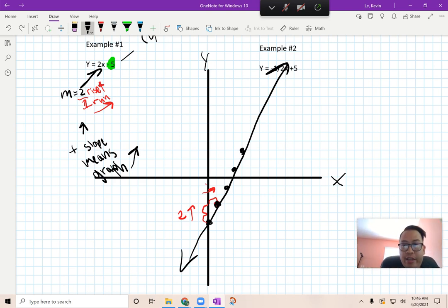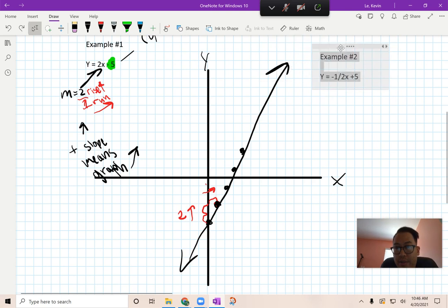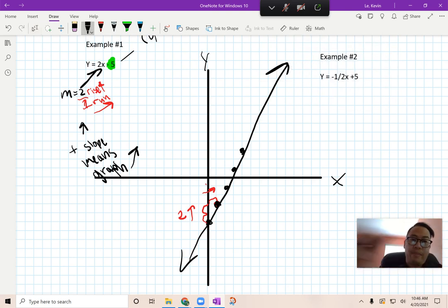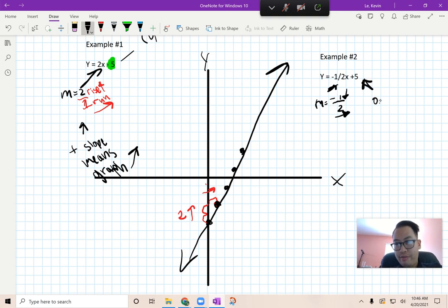And then for the second example, we got example number 2 over here. Example number 2 is y equals -1/2 x plus 5. Let's do the same thing we did before. So what's m? M is -1/2. So notice how I said -1/2? That means I'm going to go down by 1, then I'm going to go over by 2. And then after that, this 5 is where I'm going to start, at 0, 5.